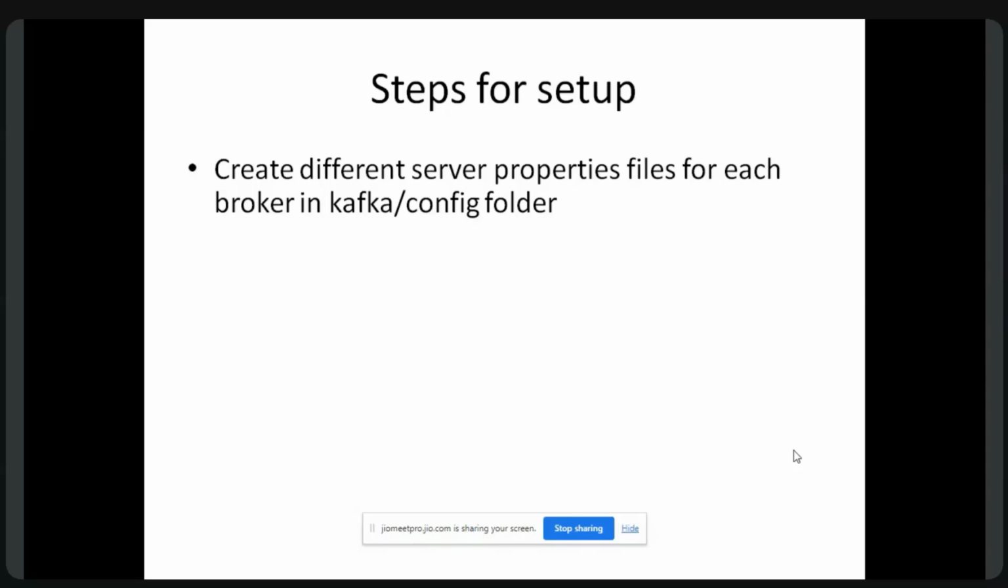So what are the steps? First step is we have to create different server property files for each broker in the Kafka config folder. Yesterday we saw that whenever we start our broker, we use one server.properties file.